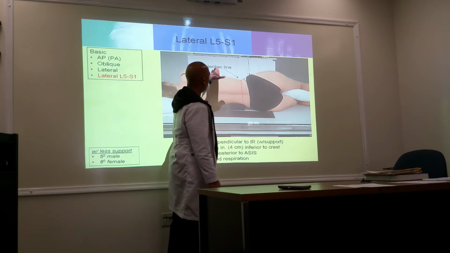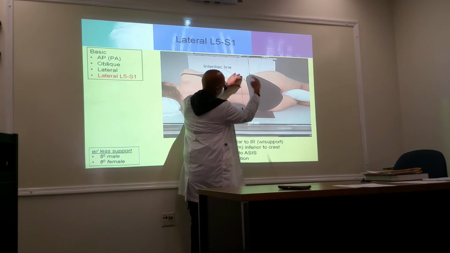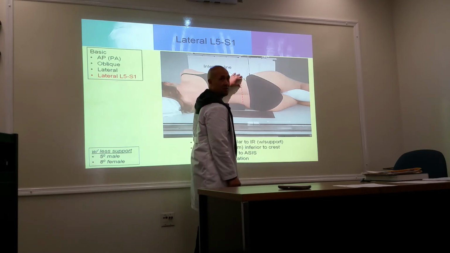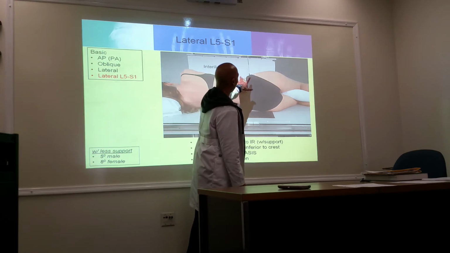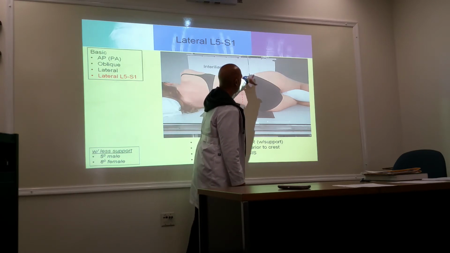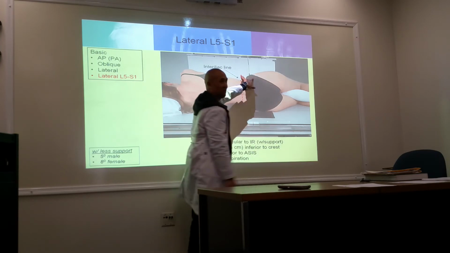The other one was also putting your hand on the crest, forming a C, and your central ray will be right in the middle of the C. The other way is putting your third finger on the crest, spreading your second finger out, and the central ray will be right on your second finger.